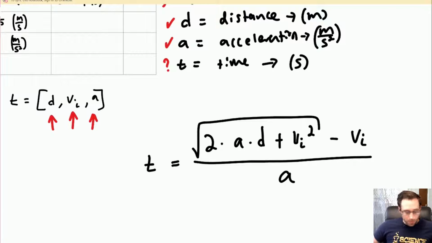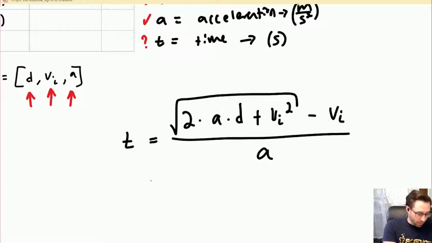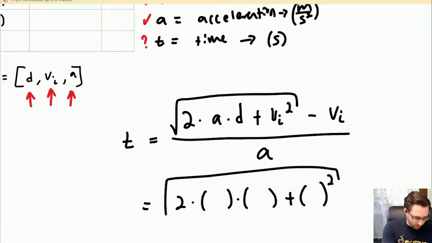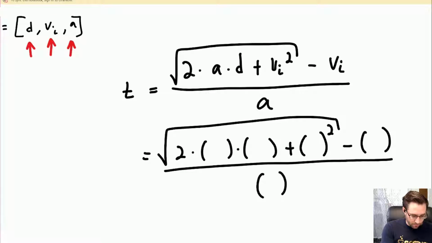All right. So after we figured out which equation that we need, what I'm going to do is everywhere that I've got a variable, I'm going to put parentheses where that variable used to be. Cool.